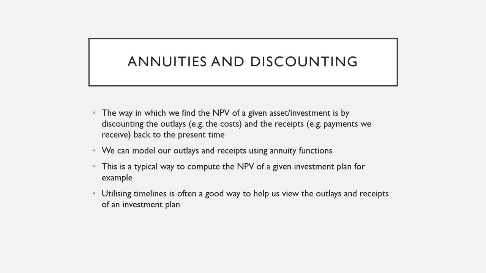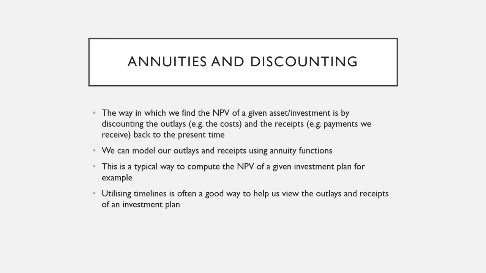So one way in which we can find out the net present value of a given investment is by discounting the outlays, which are the costs, and the receipts, which are the payments we receive. And we want to discount these back to the present time. One way we can do this as actuaries in particular is by using annuity functions. And that's a typical way of finding the net present value.